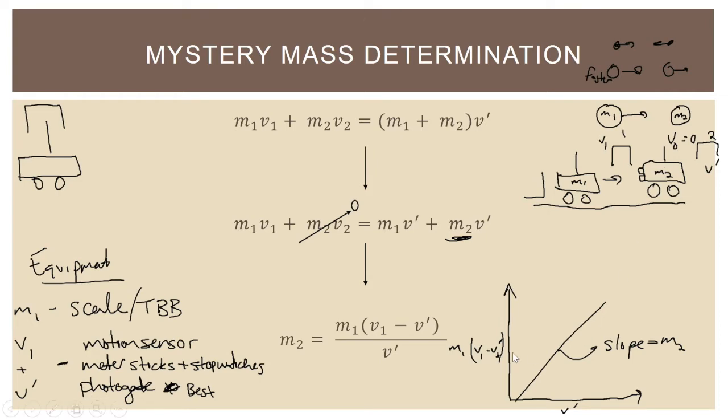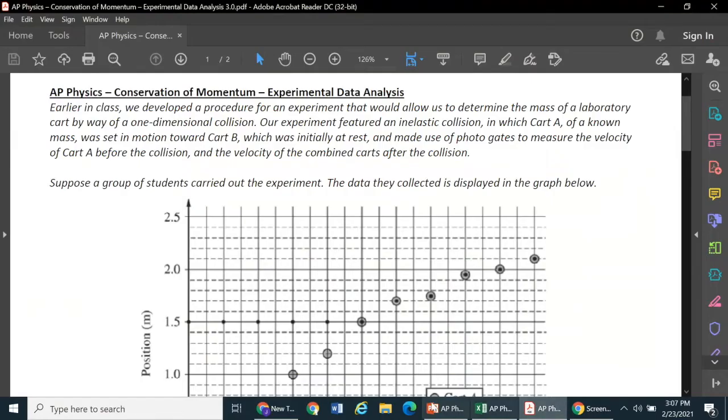Okay, so let's move on to the worksheet here. If you open up the attachment for today's post, you'll see a worksheet with the title Conservation of Momentum Experimental Data Analysis. And as it says here at the top, earlier in class, like just 2 minutes ago, we developed a procedure for an experiment that would allow us to determine the mass of a laboratory cart by way of a one-dimensional collision. Our experiment featured an inelastic collision in which cart A of a known mass was set in motion toward cart B, which was initially at rest, and made use of photogates to measure the velocity of cart A before the collision and the velocity of the combined carts after the collision.